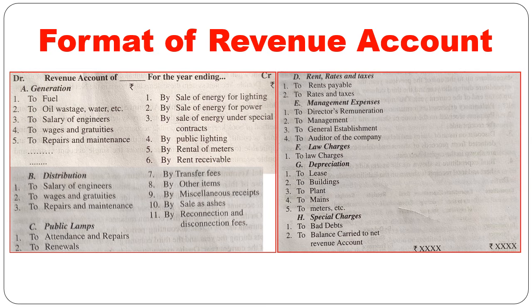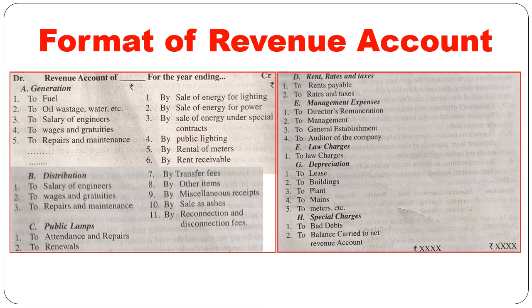When you come to the income side, what is the basic income? Sale of energy for lighting and power, sale of energy under special act, public lighting, and rental of meters. Meter rental is an income for electricity companies. Then rent receivable, transfer fee, and other items like miscellaneous receipts and sale of ashes. Sale of ashes is very significant when we are producing thermal electricity. The ashes of the coal, when we burn it, will be sold off as scrap, especially to brick manufacturing companies, who use the ash for brick manufacturing in construction. So that is also revenue for electricity generation companies.